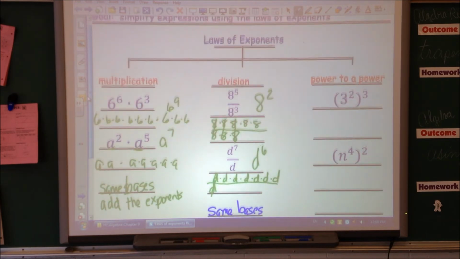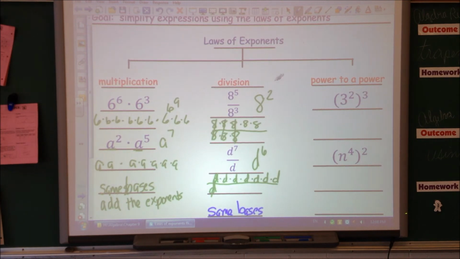All right? The next one is a power to a power. It would look like this if I wrote it out. 3 to the 2nd is 3 times 3. But I need 3 of those. So it would look like this. And what do I really have there? I have 1, 2, 3, 4, 5, 6. So really that is 3 to the 6th power. And for this one, it'd be n to the 4th, and I need that to the second power, so I need those twice. So what do I end up with? I end up with n to the 8.